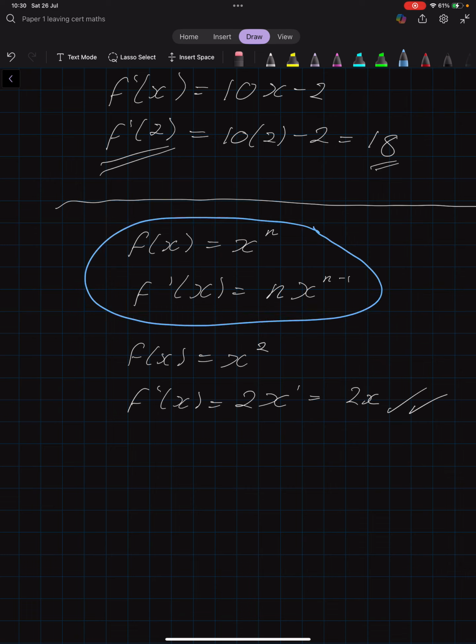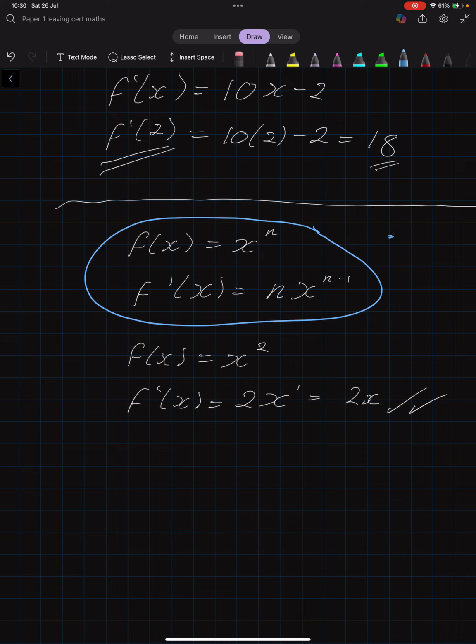Now again, I think this is in your log tables. I'm pretty sure it is. But guys, please just learn it. It's just so much easier to have it offhand. And honestly, you should have done so many examples before you go into your Leaving Cert that this thing would just be off the top of your head straight away.